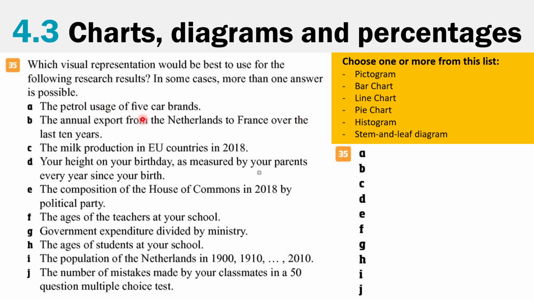Okay, and I'm also going to comment on the choices that the book gives, because sometimes I think, yeah, well, technically correct, but do you know when to use it and when not? Because the example that they give sometimes is a bit, it's not yet enough to know which kind of chart you would actually use. For example, the petrol usage of 5 car brands.